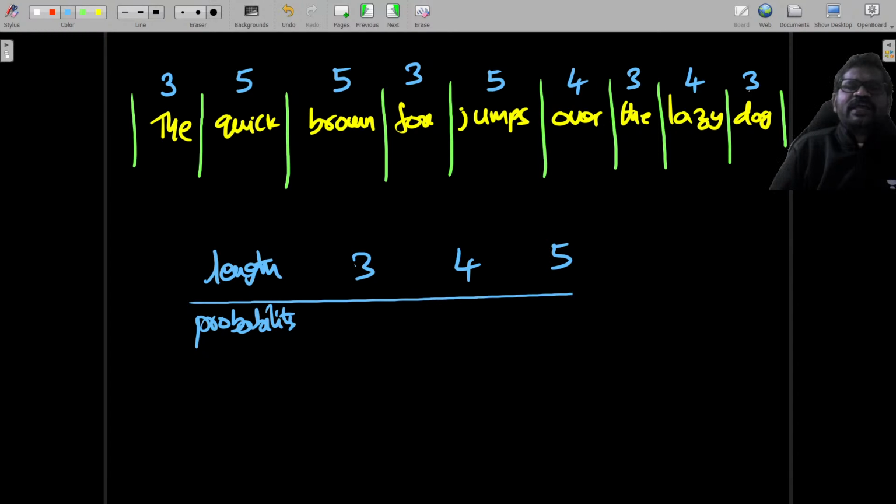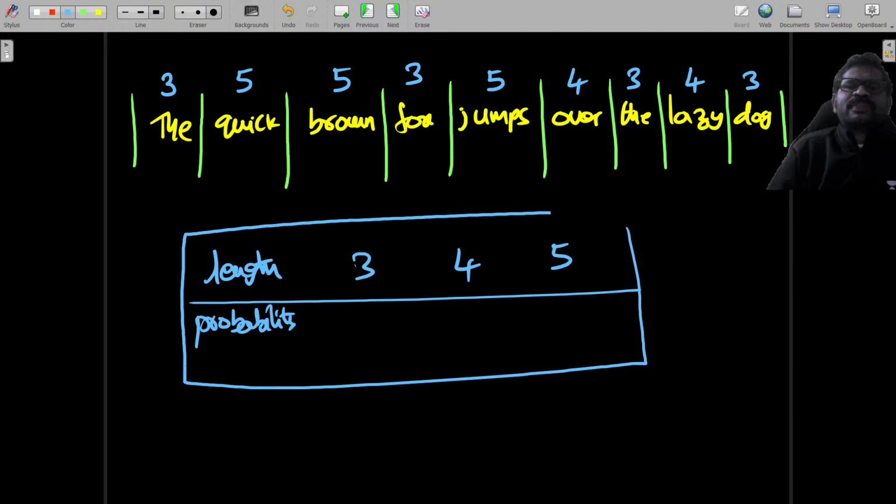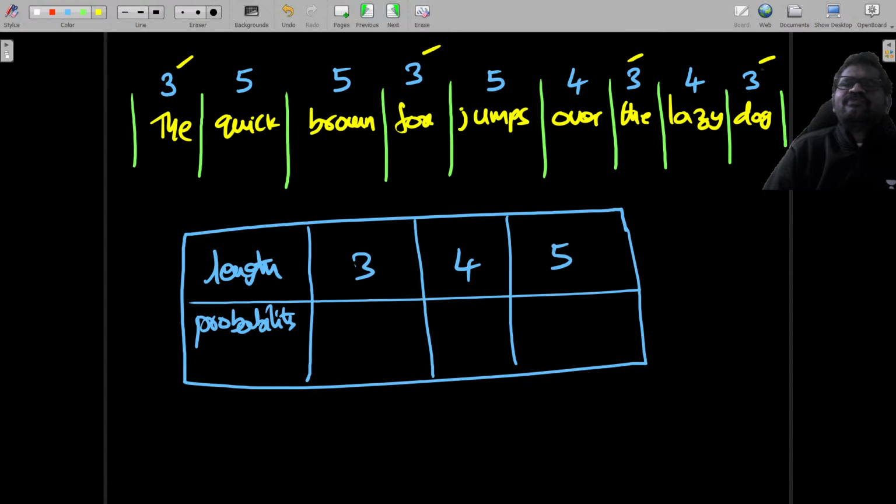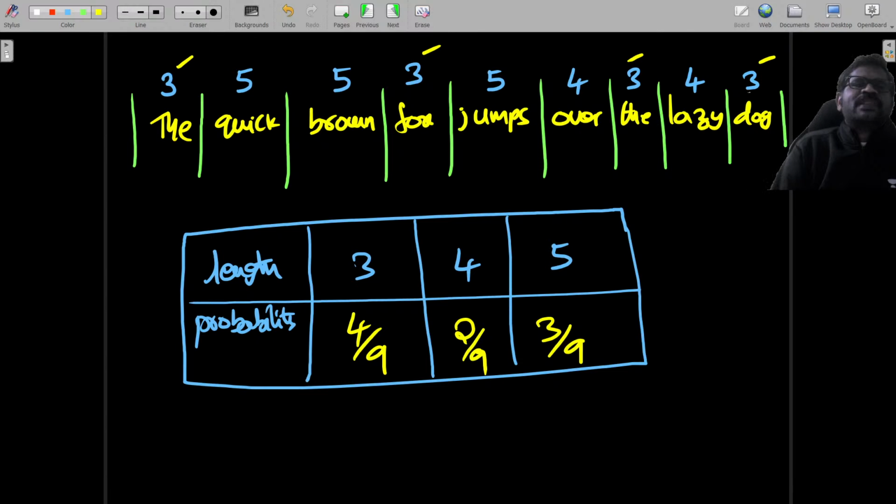How many words are there with length 3? Total 9 words are there, in which one, 2, 3, 4. 4 out of 9 with length 3. 2 out of 9 with length 4. 3 out of 9 with length 5.